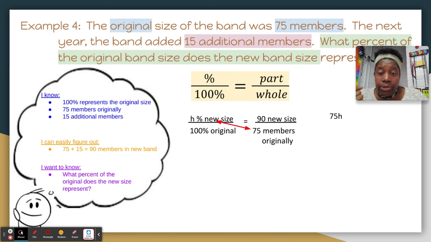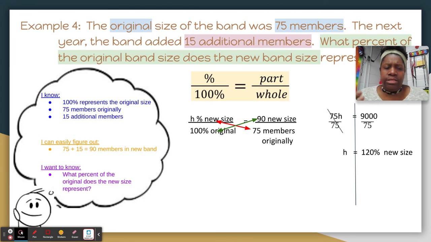Now I'm going to do cross products. So 75 times H gives me 75H, and 90 times 100 gives me 9,000. So now I'm going to divide both sides by 75, and that gives me that H is equal to 120%. And you might be like, well, wait a minute, that's bigger than 100. It's supposed to be, because remember the original size, which was a smaller band, was 100%. If that band grew, then my new size is actually going to be greater than 100. In this case, it's 120%.